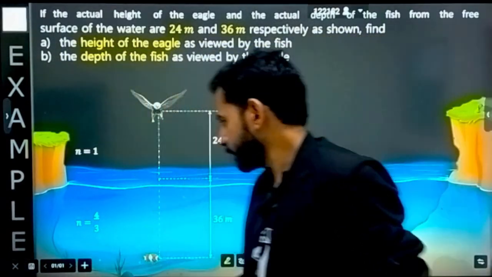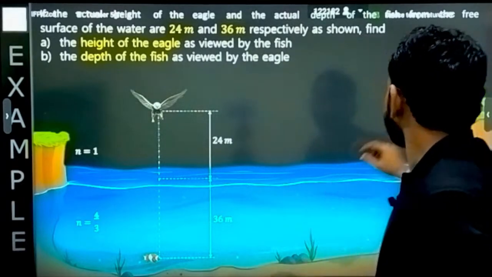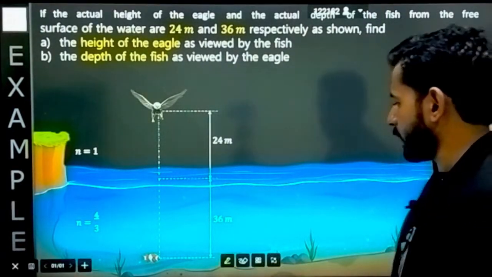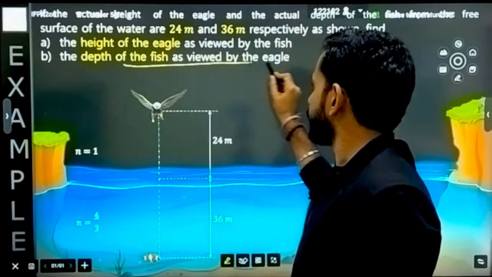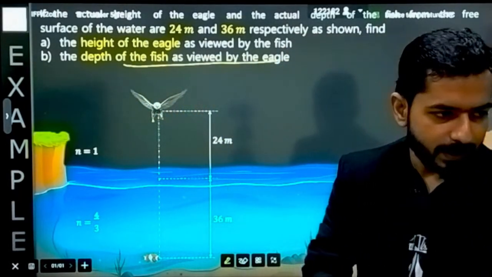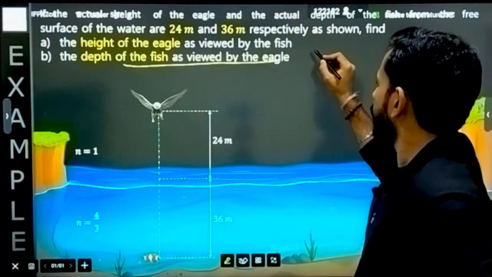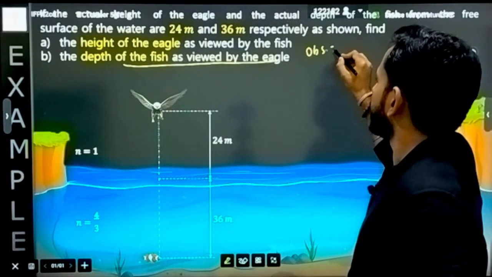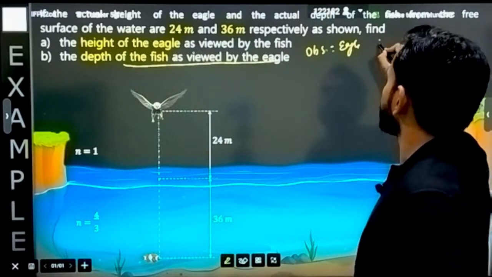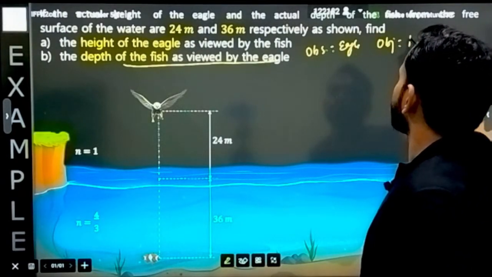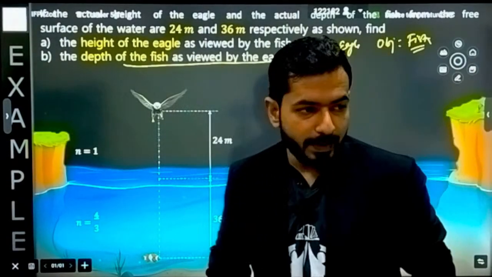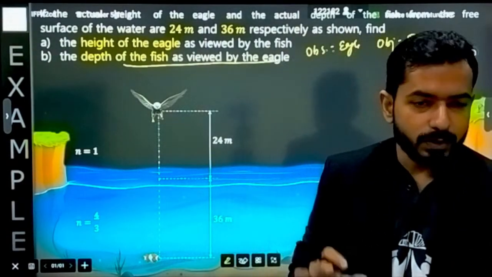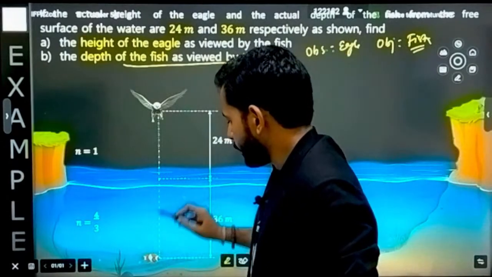Now let's come to the second part of this same question. The second question is the depth of the fish as viewed by the eagle. Now this is the same case as the previous one. I have told you, who is the observer? This time the eagle is the observer. And who is the object? The object is the fish. Now this is the third time I am explaining the same thing because it is important. So try to understand. The object is the fish.